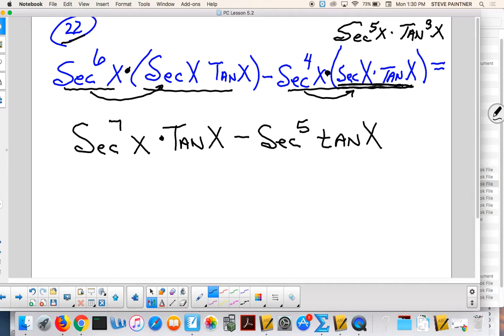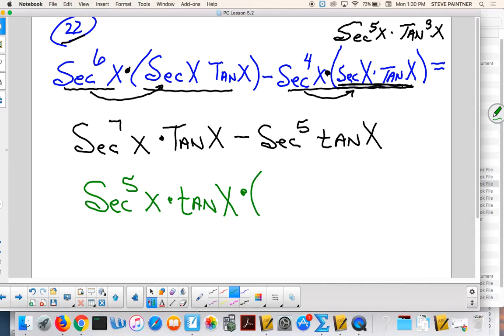So you multiplied it out to get that, but if you look at any of these, when it comes to factoring, don't we usually take out the GCF? What's the GCF in this one? Secant to the 6 and secant to the 4. They share 5 secants, right? What else do they share? Okay, they share a tangent.